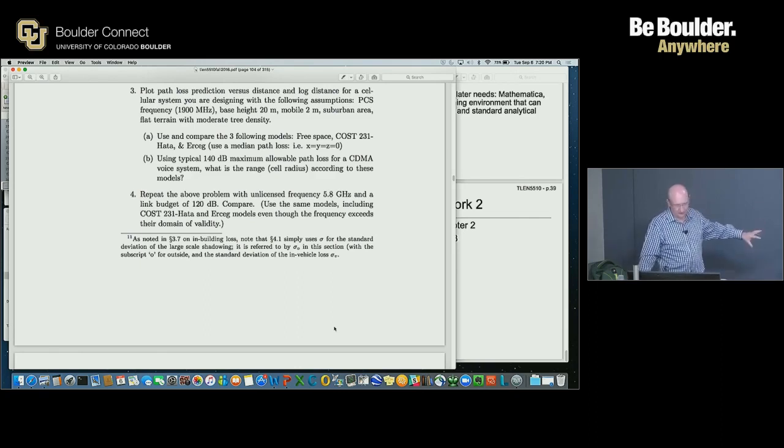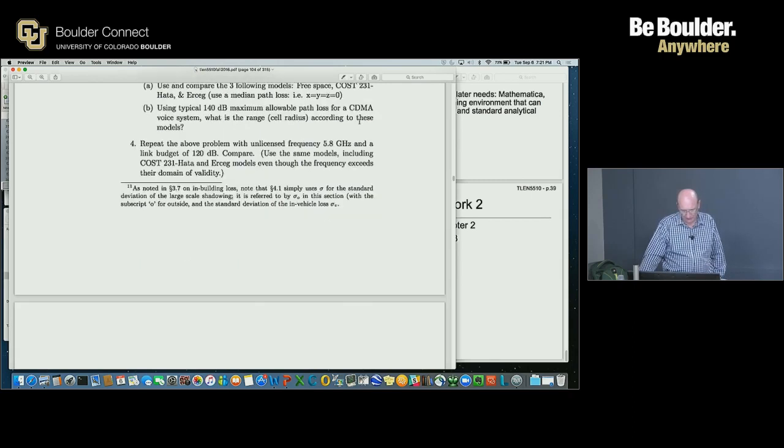We've seen already how the free space model compares, right? It'll be a little too optimistic versus the others. And then what's the cell radius at a given distance, and repeat the problem at a different frequency.